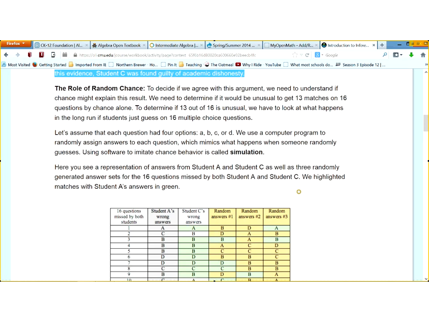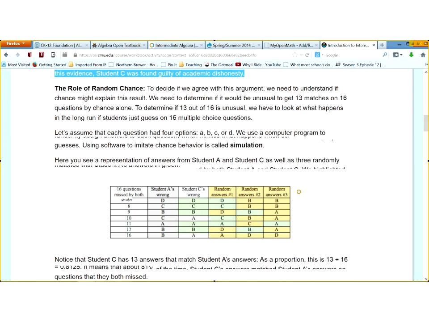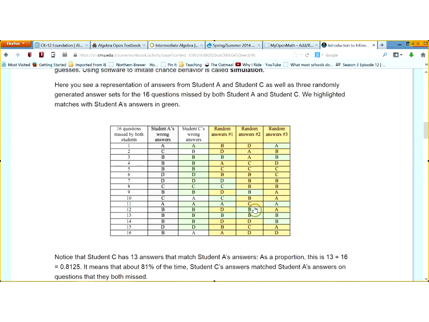So one thing we can do in terms of deciding how likely it is that someone would have that many matches is to do a random simulation. Here's the set of wrong answers for student A and the set of wrong answers for student B, and student C. The green ones are the ones where they matched.